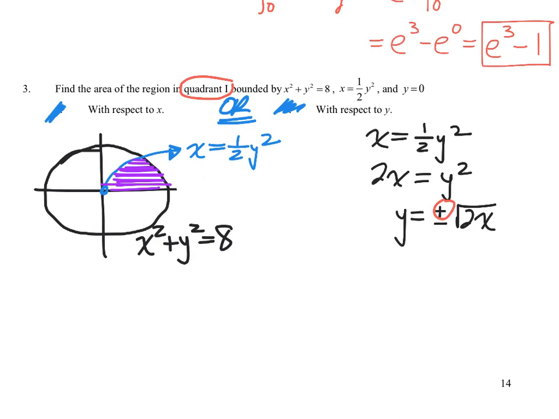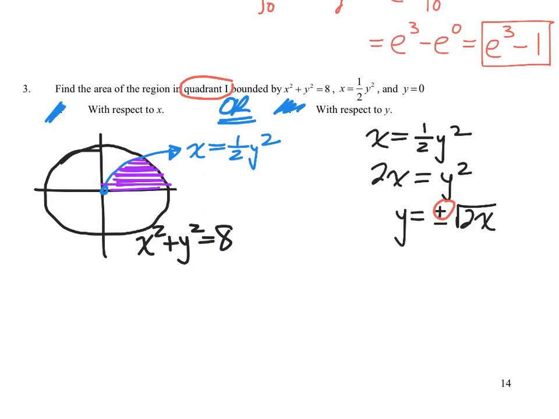Anyway, I've got to find this area. My choices are with respect to x, in which case I'm bounded by this curve on the interval from here to here, wherever here is, and then I would transition over from here to here. But that would be a new curve, because it's the sideways parabola followed by the circle. Fine, I guess. Nothing wrong with that.